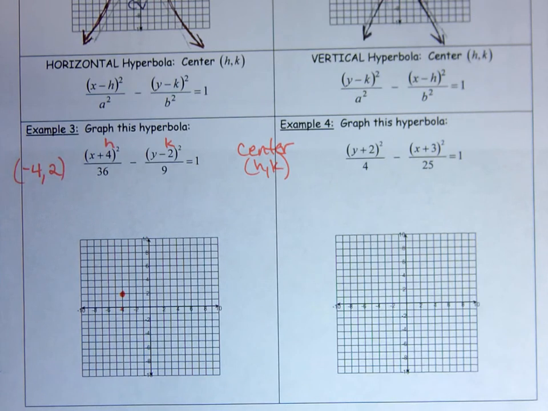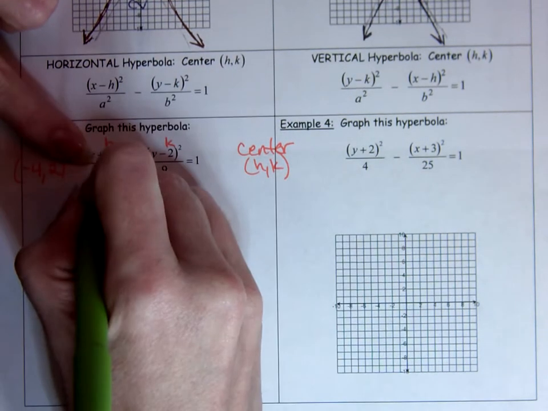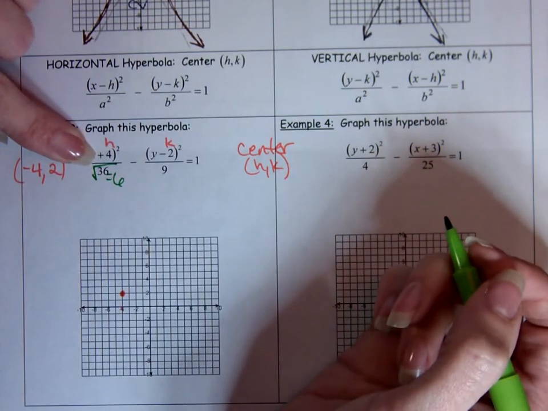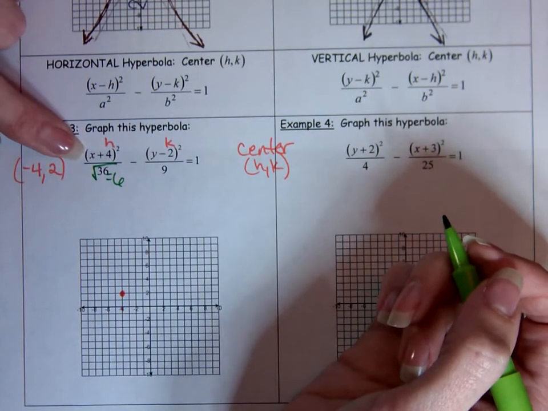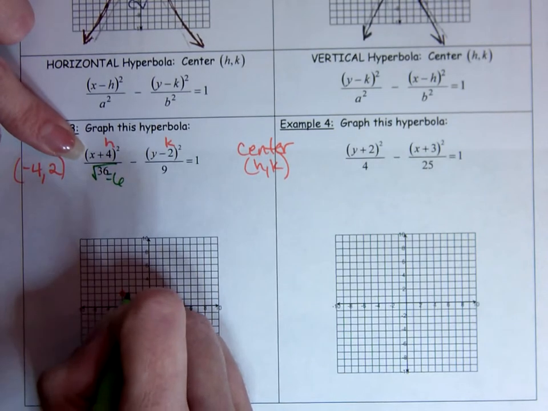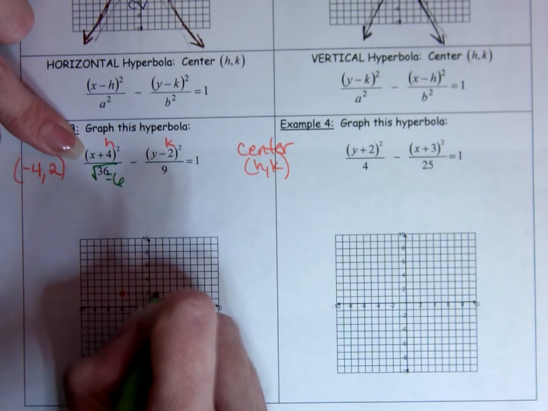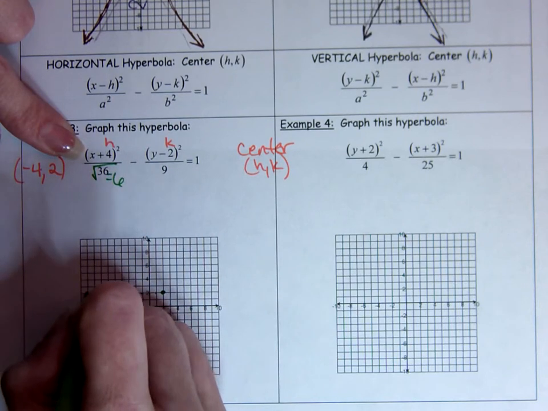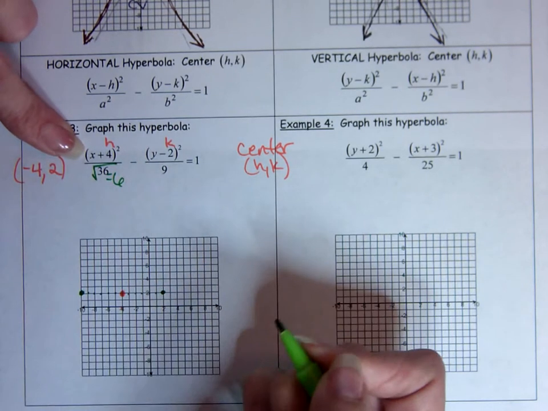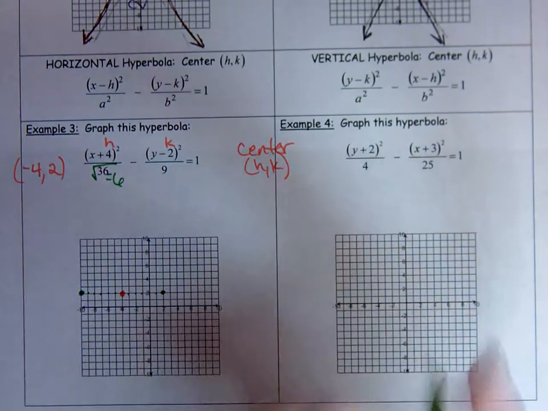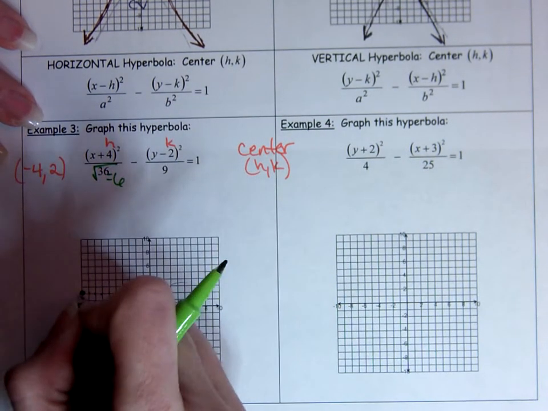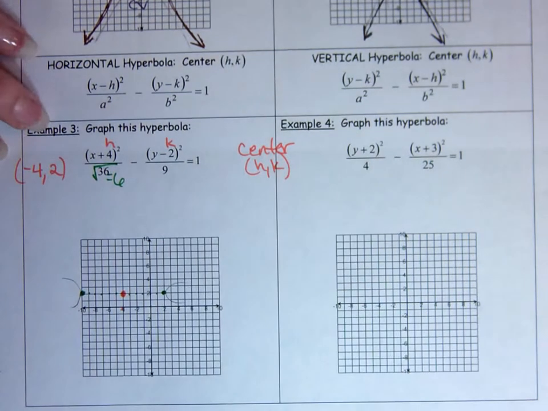Underneath my x squared term, I've got a 36. Take the square root of 36. And I'm going to go 6 units from the center in the horizontal direction. So 1, 2, 3, 4, 5, 6. The x came first, so it's horizontal. I'm going to sketch lightly so we remember later that's where my curves are going to be.